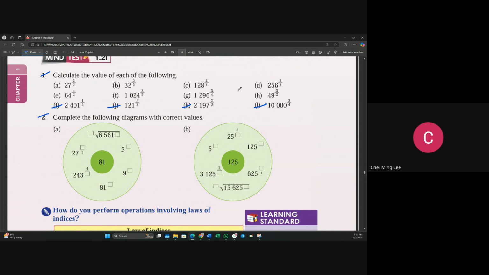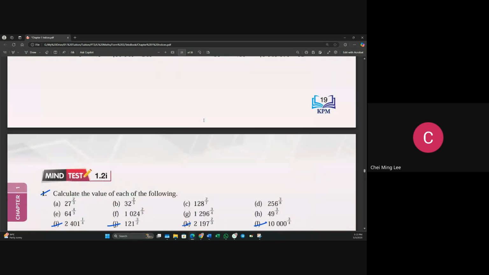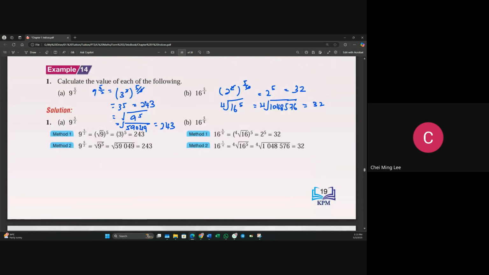Yes, can you show the example from before this? Which one? This one. How do I get this? It's like I said, so this one, 5 over 2. We can change 9 into 3 to the power of 2, to the power of 5 over 2. So simplify, you get 3 to the power of 5, which is 243.